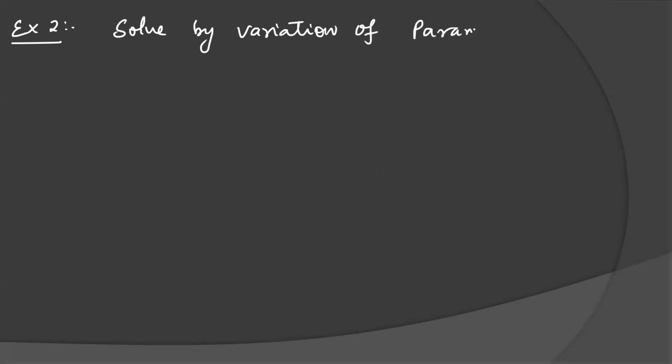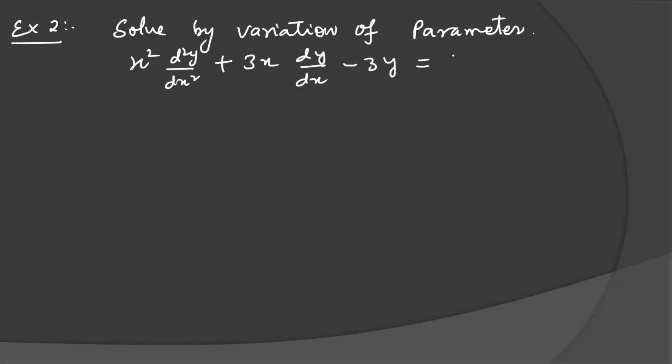Let's see the next example 2, using variation of parameters. Solve by variation of parameters. In the exam, you will get this type of statement. Solve by variation of parameters means you have to apply this method only. The problem is x square d2y by dx2 plus 3x dy by dx minus 3y equal to 1 over x cube, and x is greater than 0.